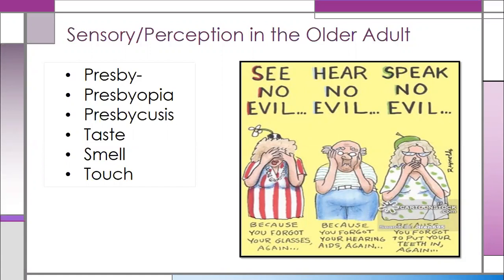The next one will be presbycusis, which is a decrease in hearing high frequency sounds. It progresses bilaterally with a gradual onset. So that's how we know it's age related and not some sort of an injury or an infection or a disease process. It is due to the loss of hair cells and fibrous changes in the blood vessels that supply that ear and conduct the impulses. So we want to encourage clients to use hearing aids if applicable.